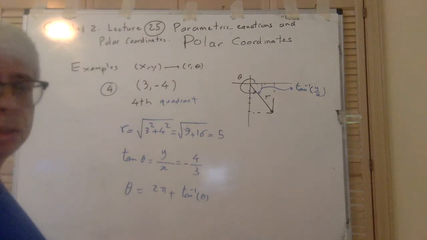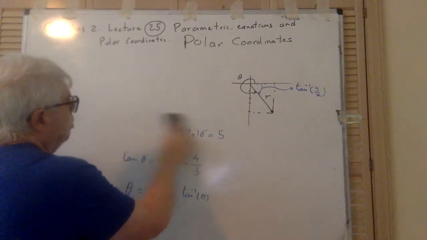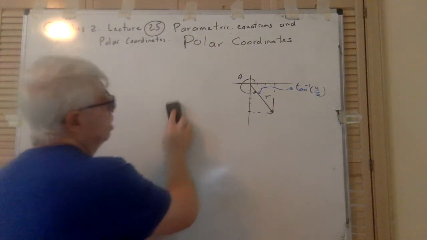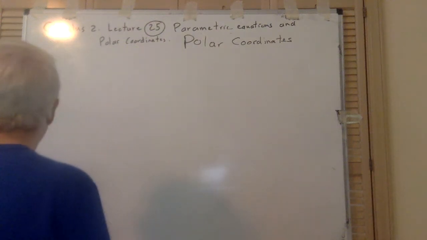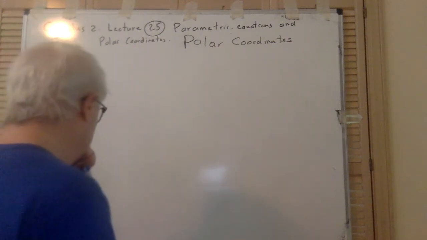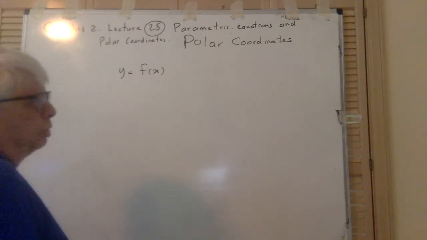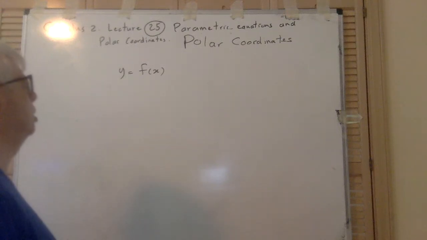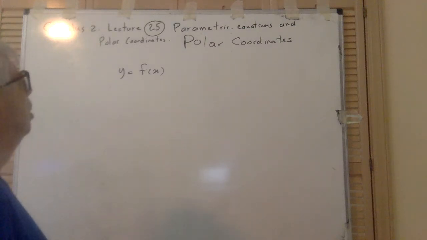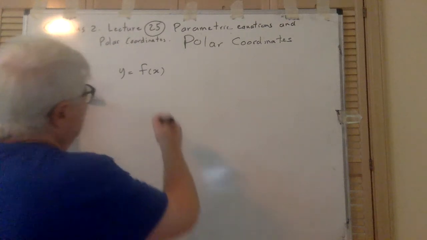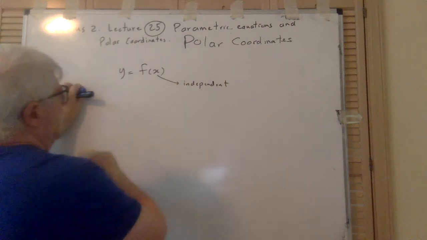Now, let me continue with giving you functions. What is a function in polar coordinates? I mean, we know what a function is, but in rectangular coordinates we write y equals f of x. So when you write y equals f of x, in fact you're talking about the graph. Because f of x is a function, but when you write y equals f of x, you're somehow referring to the graph of f of x. But anyway, here usually we have x as independent, and y as dependent.